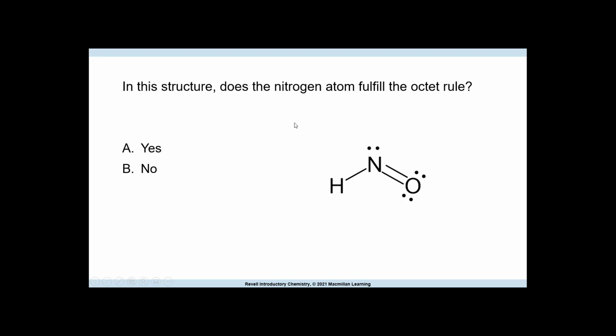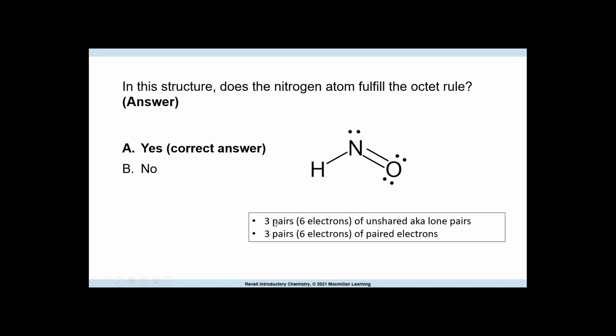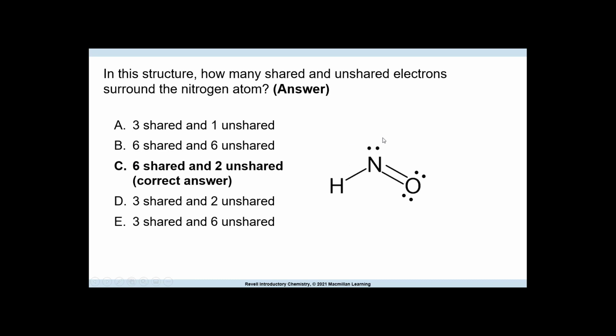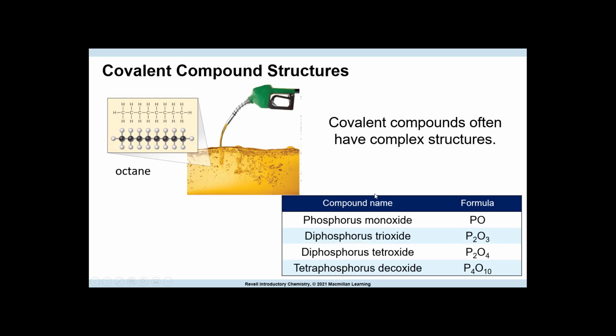In this structure, does nitrogen fulfill the octet rule? Well, let's count. 2, 4, 6, 8. Yes, it does. Does oxygen? 2, 4, 6, 8. Yes, it does. Hydrogen also, it only takes 2. So yes, it does. In this structure, how many shared and unshared electrons surround the nitrogen atom? Well, we have 2, 4, 6. So we have 6 electrons that are shared, so it's going to be either B or C. And we have 2 electrons that are unshared. So that's going to be C. All right, so now I jumped ahead.